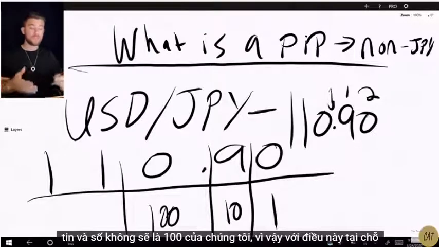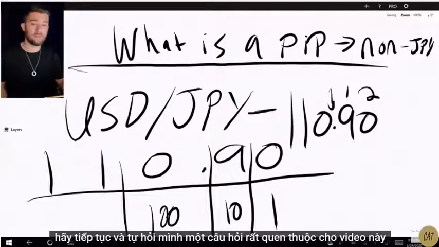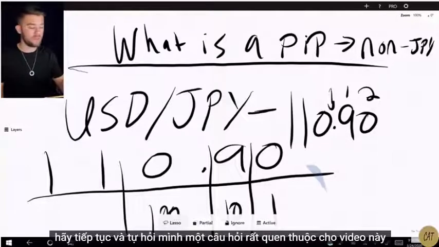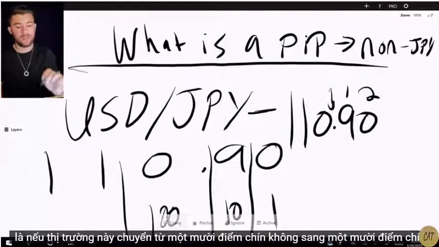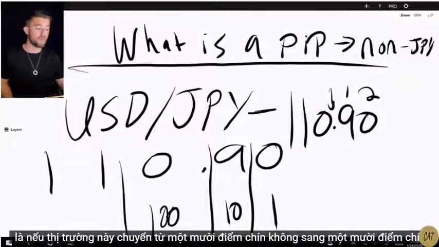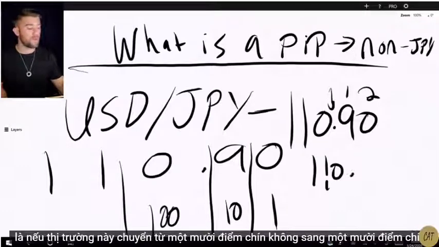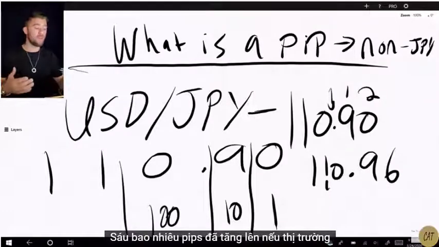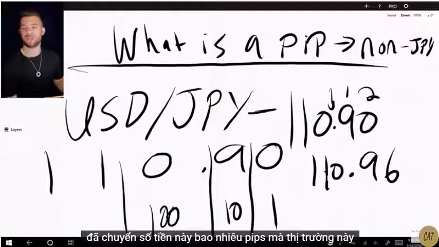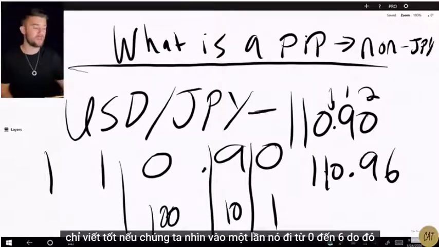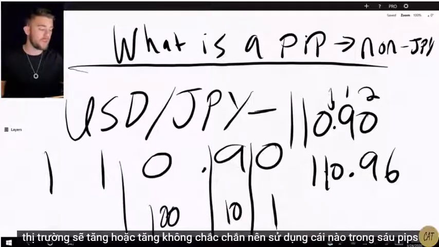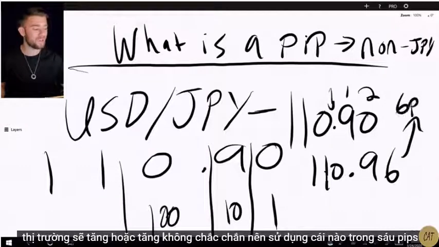Okay? So with this in place, let's ask ourselves a very familiar question for this video, which is, if this market moves from 110.90 to 110.96, how many pips did it go up? If the market moved this amount, how many pips is that this market just rose? Well, if we look at the ones, it goes from 0 to 6. Therefore, this market would have risen by 6 pips.